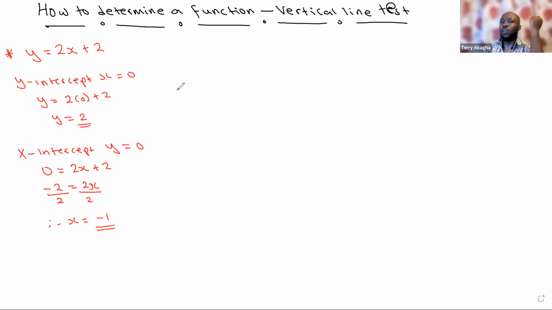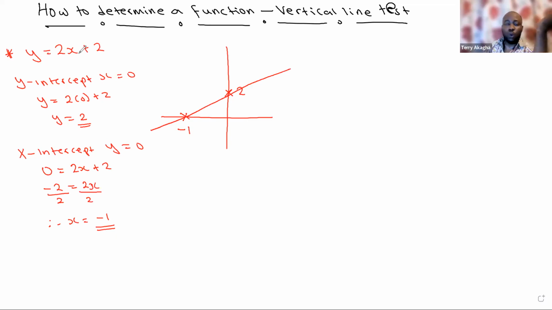Is this making sense? So now I can draw the graph. From the graph now, I know my x-intercept. The x-intercept means where it crosses the x-axis, and the y-intercept is where it crosses the y-axis. So the y-intercept is going to be 2, and the x-intercept is going to be what? Minus 1. So this is going to be the graph for this.